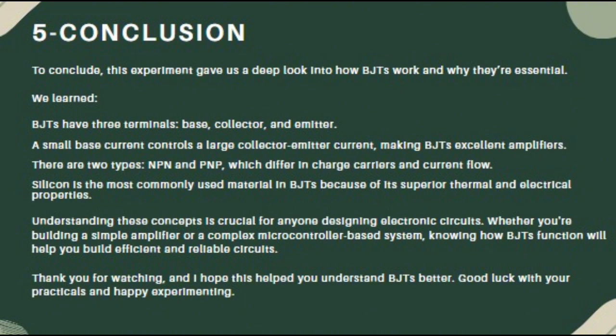Okay, number 5 is the conclusion. To conclude, this experiment gave us a deep look into how BJTs work and why they are essential. We learned BJTs have three terminals: base, collector, and emitter. A small base current controls a large collector-emitter current, making the BJT an excellent amplifier. There are two types, NPN and PNP, which differ in charge carriers and current flow. Silicon is the most commonly used material in BJTs because of its superior thermal and electrical properties.